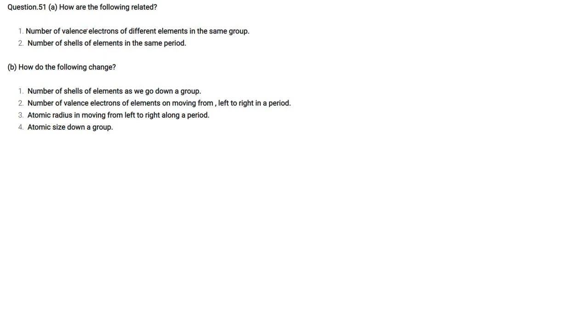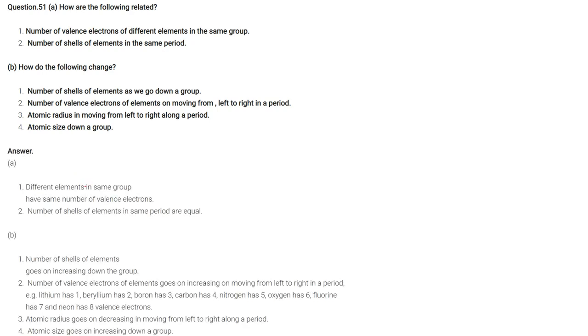How are the following related? Number of valence electrons of different elements in the same group. So different elements in the same group have the same number of valence electrons. Please understand, they should have the same number of valence electrons. Number of shells of elements in the same period. So the number of shells of elements in the same period is equal. If they are in the same period, the number of shells has to be equal. If they are in the same group, the number of valence electrons has to be equal.